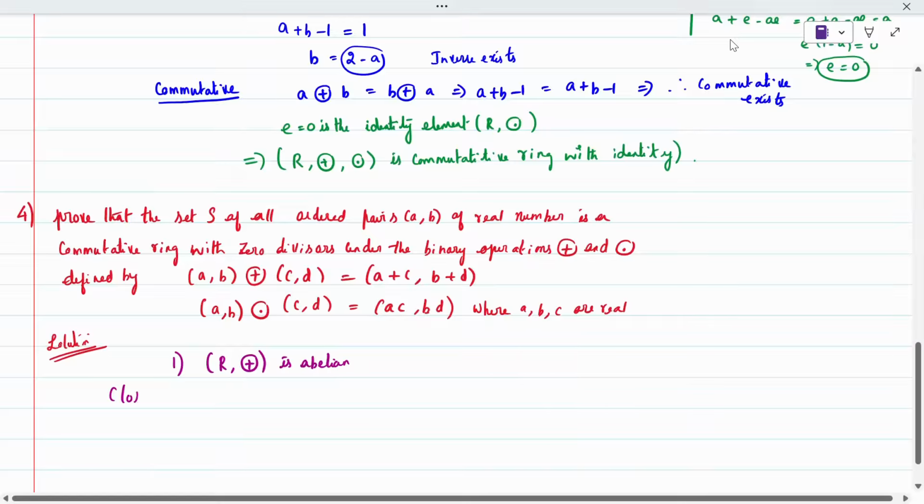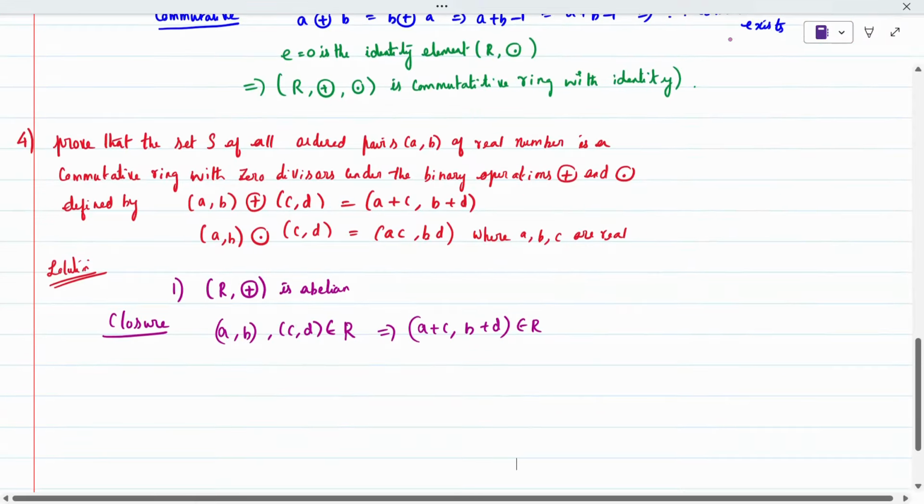First, the closure property. Everyone knows that the closure property is: (a, b) and (c, d) belong to the ring. Everything we are doing under the ring, not G. So every element belongs, which means (a plus c, b plus d) also belongs to the ring. So the closure property is satisfied.